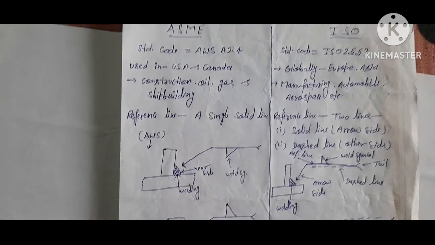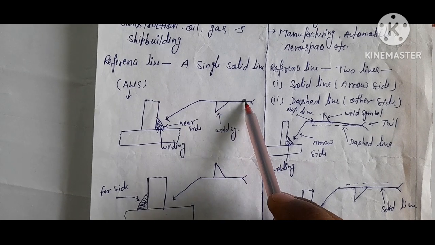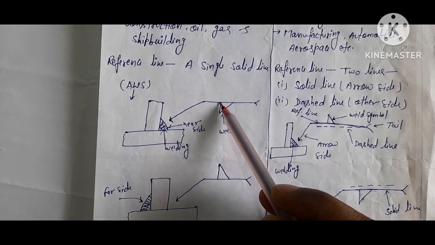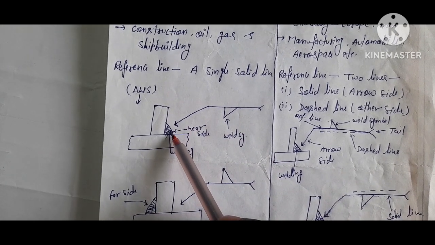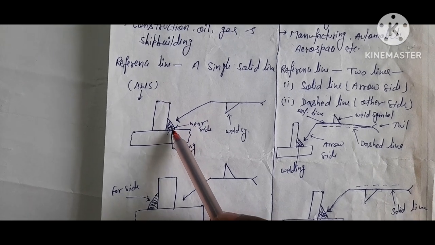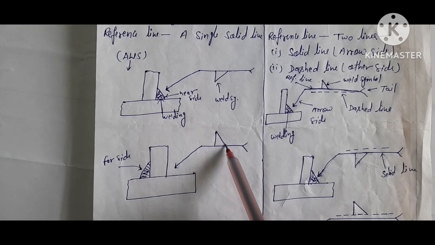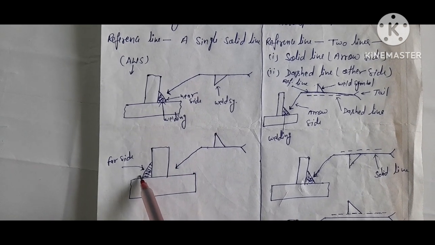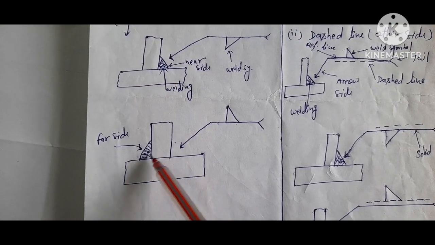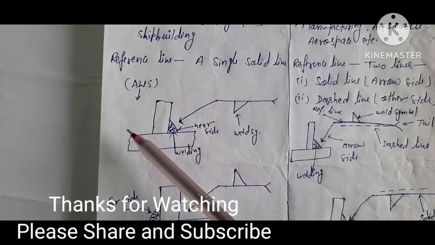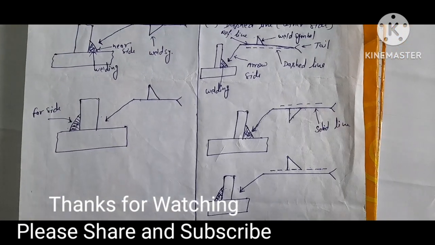Now we move to the AWS weld symbol. Here this is a solid line. If the weld symbol is situated in the downward direction from the solid line, then it means welding is done near the arrow line or on the arrow side. And here if the weld symbol is situated on the solid line, it means far away from the arrow side, far away from the arrow line or far side. So here AWS has only 2 types of weld symbol categories, and here 4 types of weld symbols are given.